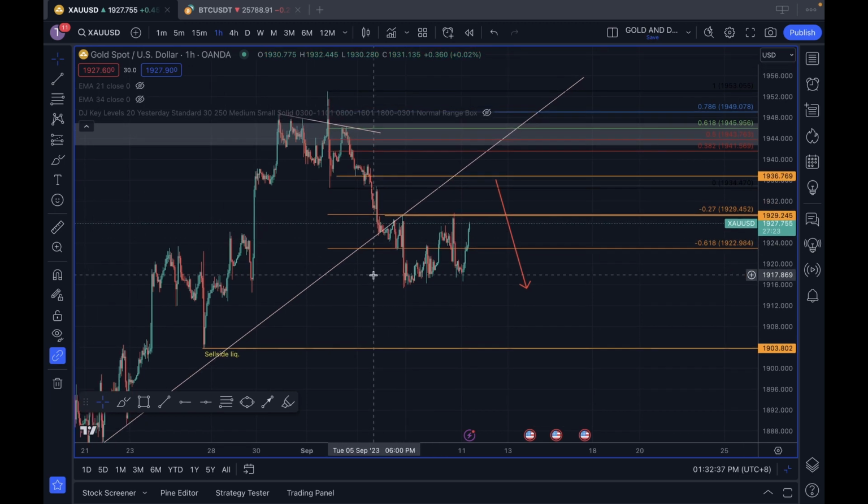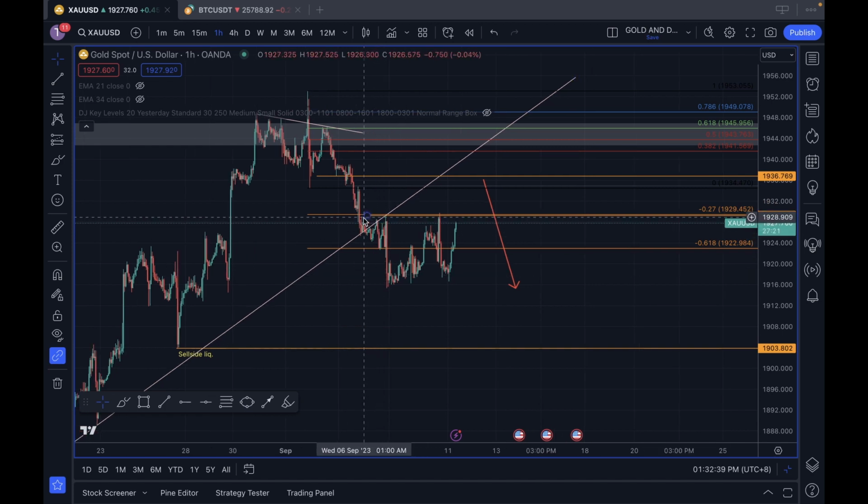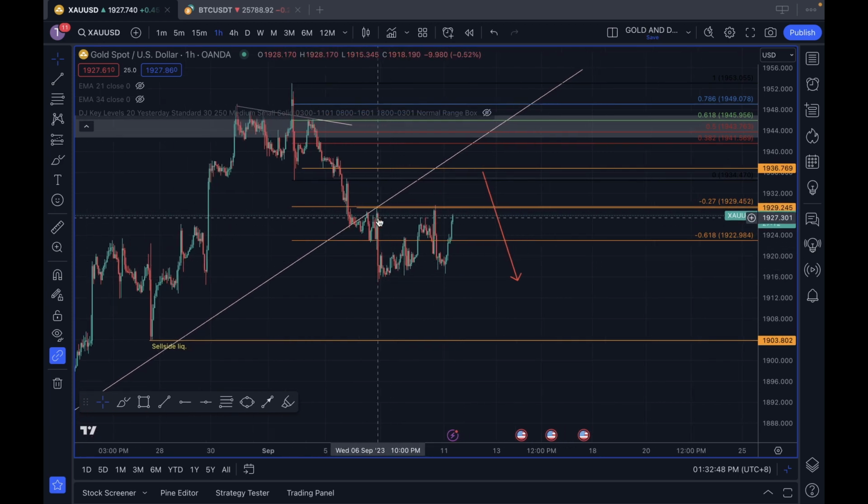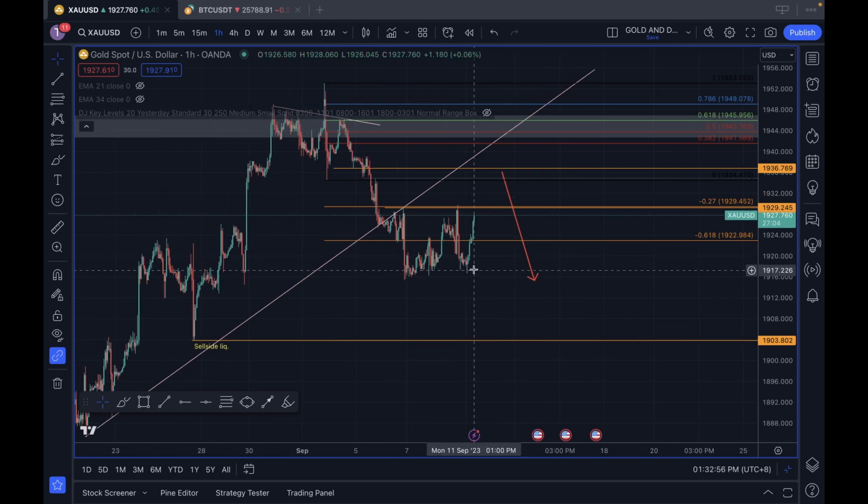Anyway, right now price is currently ranging since last Thursday in this huge range from 1929s to the 1950s. This is a huge 150 pip range. I wouldn't be looking to take any trade within this range, but I'm anticipating price to push up a little bit more to take out all these stop losses resting above here, above the 1930s.